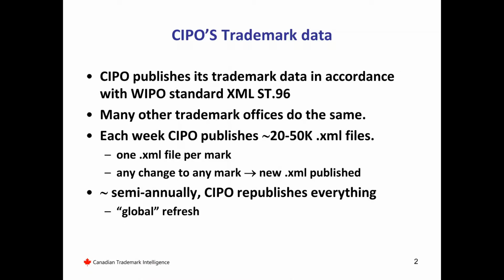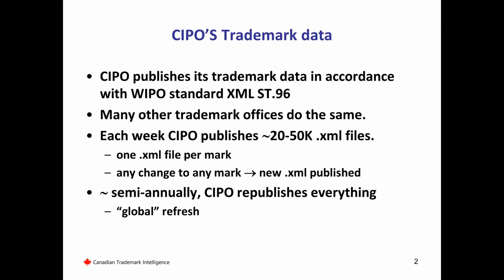CIPO publishes its trademark data in accordance with a standard laid down by the World Intellectual Property Organization in Geneva, Switzerland. It's their standard XML ST.96. A number of other trademark offices also publish their trademark data in accordance with the same standard. This has some important ramifications, as I'll mention later in this series.